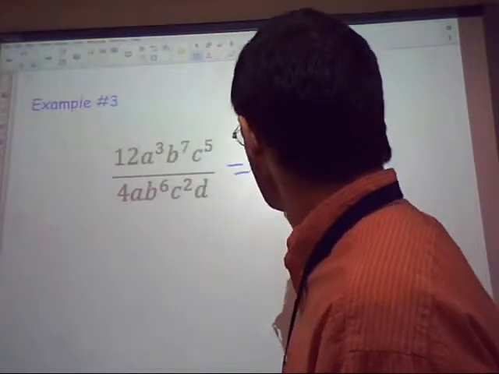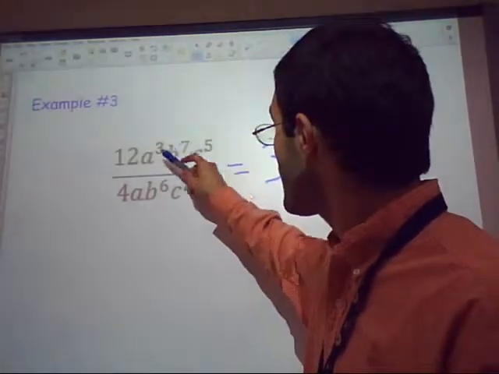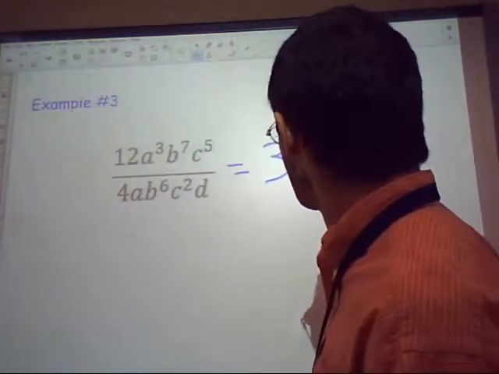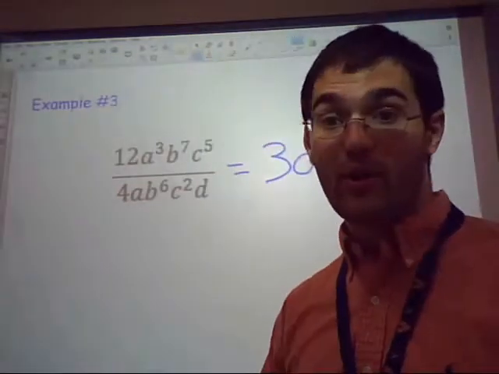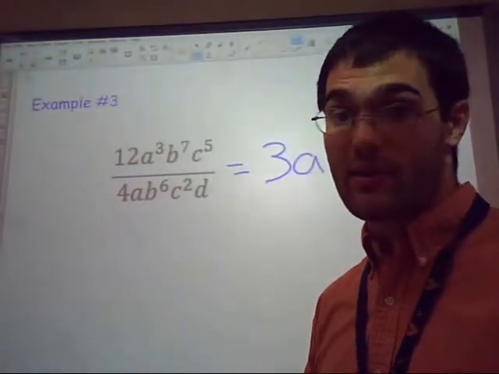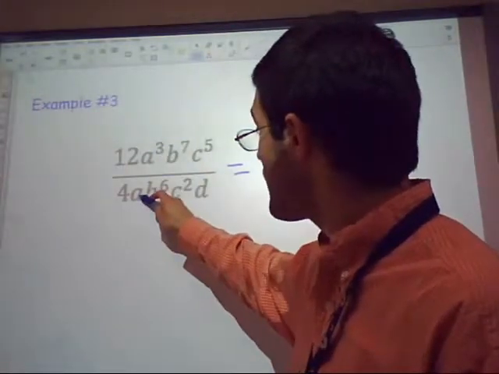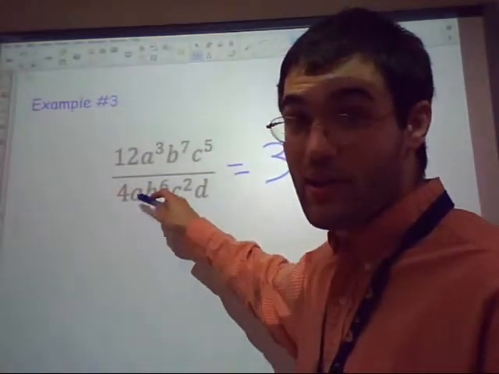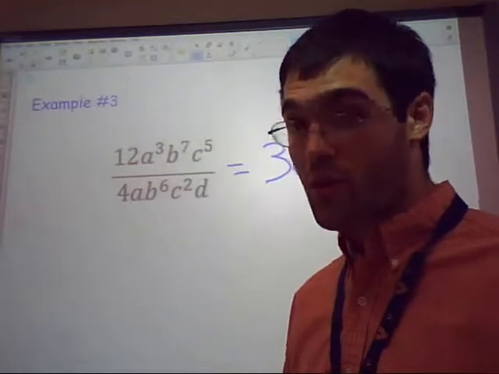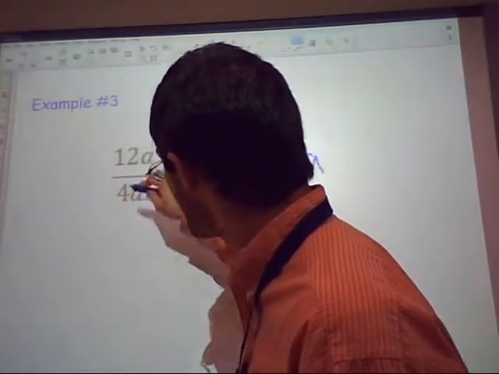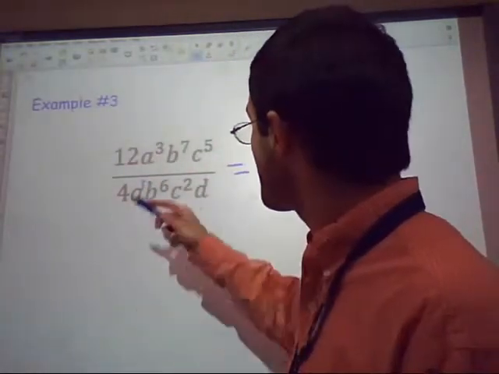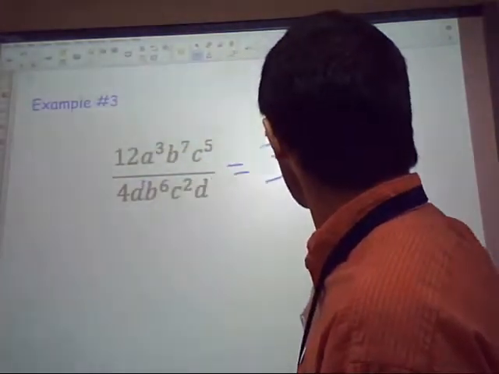Here, my first base is a. So I'm going to write down an a. And then I'm simply going to subtract the exponents. Well, we have a 3 for the exponent on top, and the exponent on bottom, you don't see an exponent, so it has to be an invisible 1. So we put the 1 down and simply subtract. 3 minus 1 equals 2.